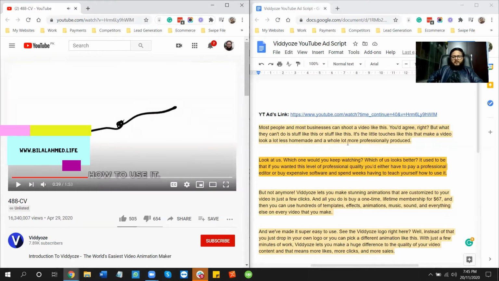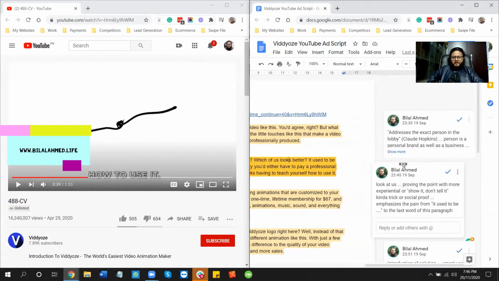So this is basically again, when it comes to a sales page or VSL, what I have noticed is that most of them are based on one particular formula, PAS: problem, agitation, solution. So that's what this part is. Here he talks of the problem, here he agitates the problem, and here he gives you a solution. So here he's agitating the problem, and while he's agitating that, he's canceling the comparators too. Let me take a look at my notes here. So look at us proving the point with more experiential or show-it-don't-tell-it kind of trick or social proof. I've already told you that.